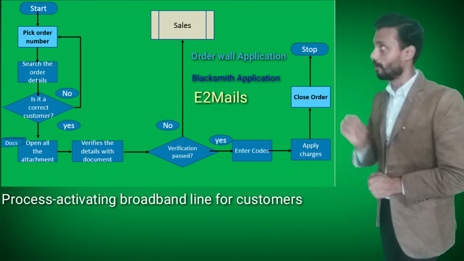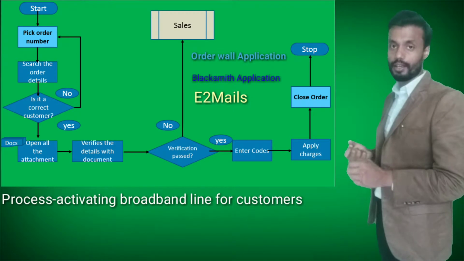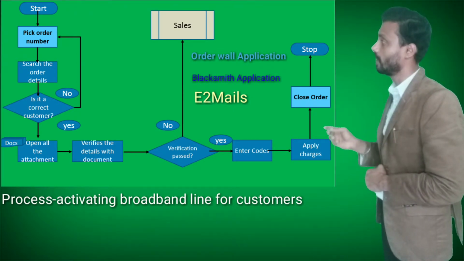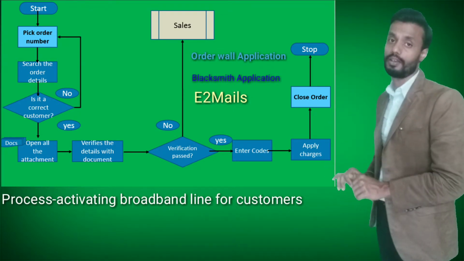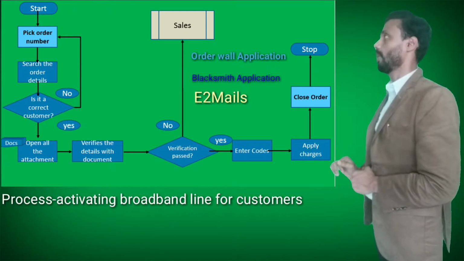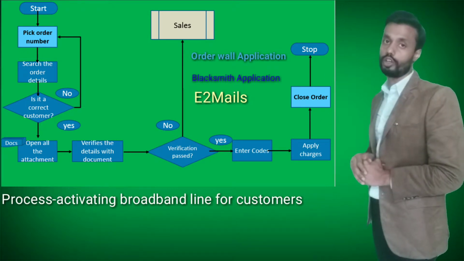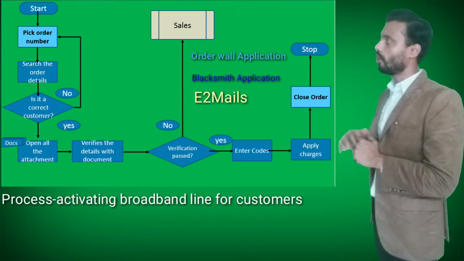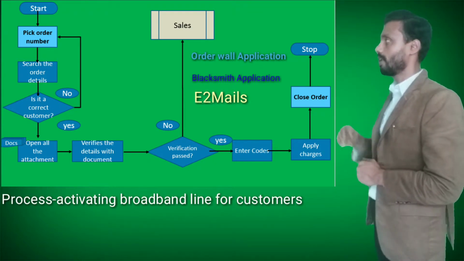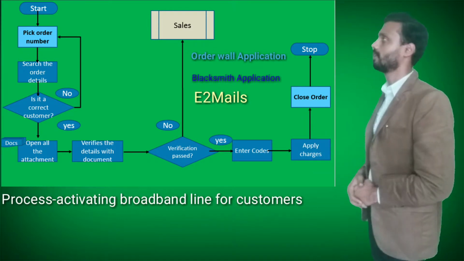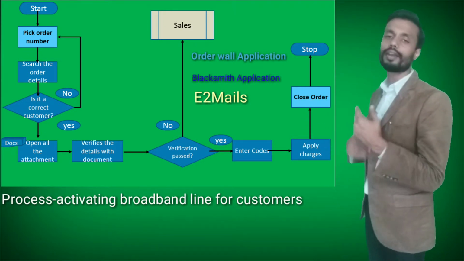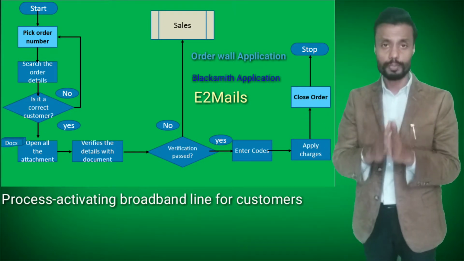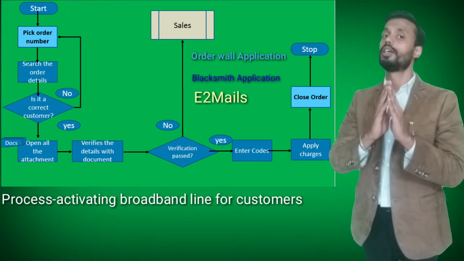So look at the action. He is copying it from that application, and then doing a field entry in the blacksmith application when he is searching the order details. Now again, is that order details correct? Decision box. If it's not correct, then you can define an exception over it. We will talk about business and system exceptions in detail in a separate video.